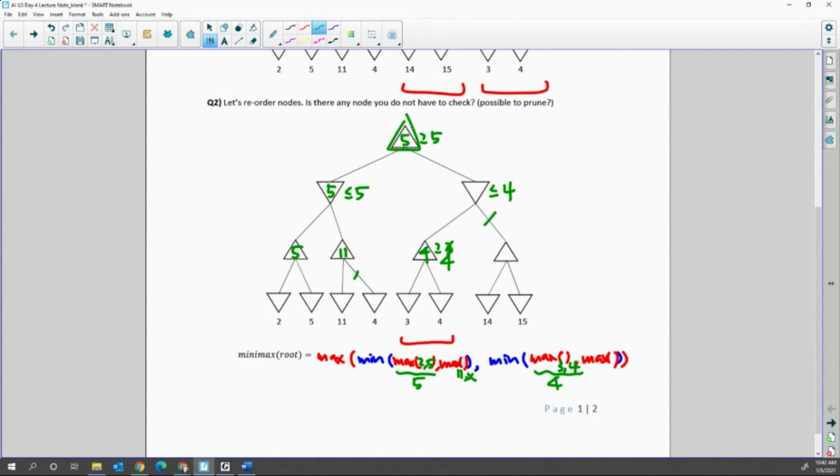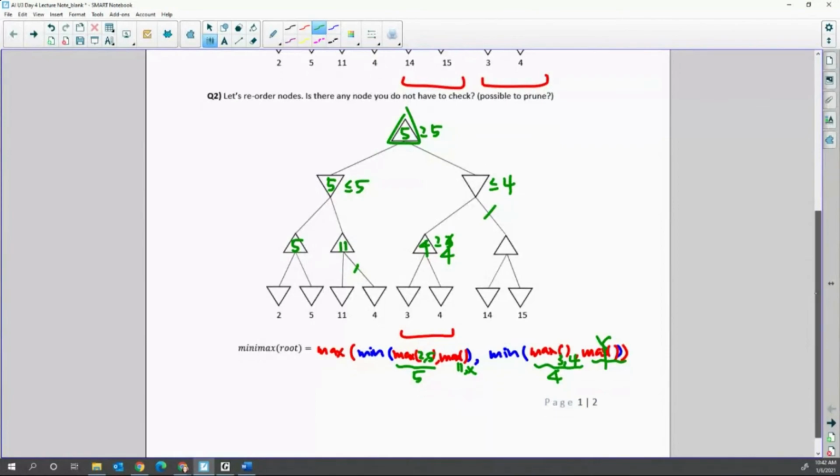So it is pruned. So it depends on the order. Sometimes you can prune more. So actually this whole max node becomes just unknown because we're not going to search.